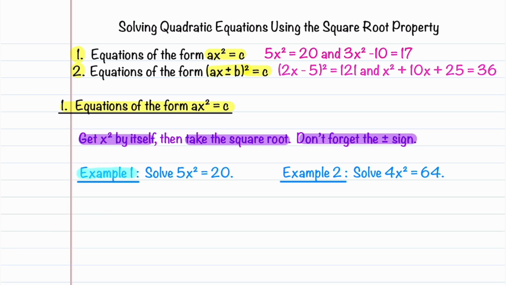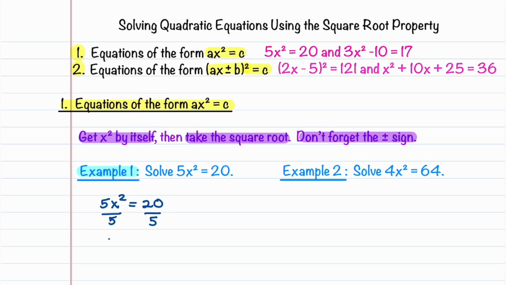Let's look at our first example. I'm going to begin by writing down our problem. We have 5x squared is equal to 20. We want to get the x squared by itself, so what we're going to do is divide both sides of the equation by 5. Remember, whatever you do to one side, you have to do to the other side.